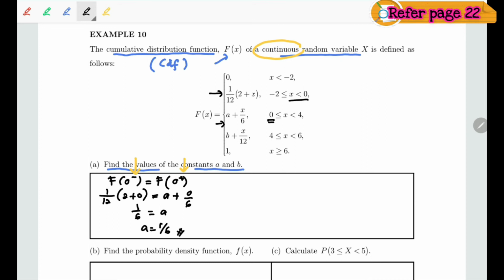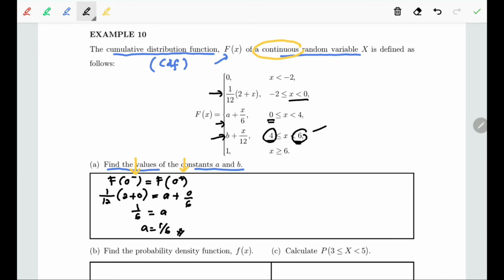Then we're going to find the value of b. The function b plus x over 12 is for the interval 4 to 6. So we're going to choose either one of these values, 4 or 6. I'm going to use 6, because when we substitute 6, we substitute it into this function and also into the next function. So this is quite easier rather than choosing the 4.